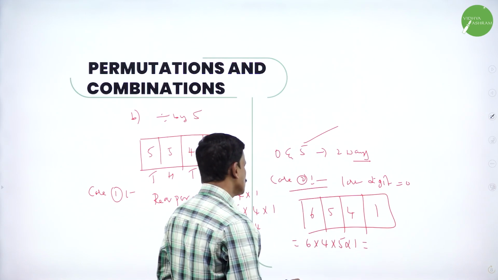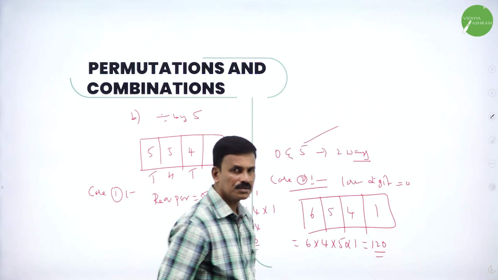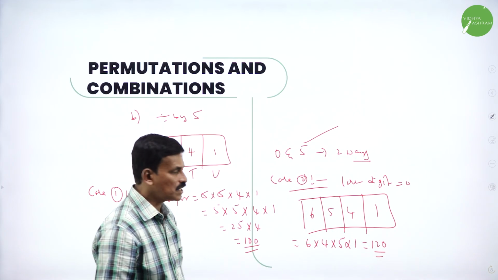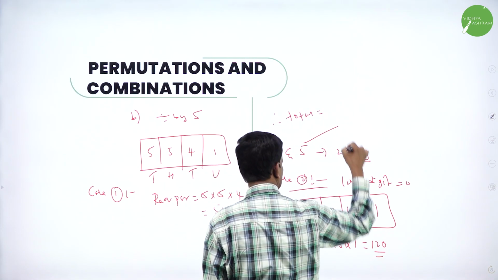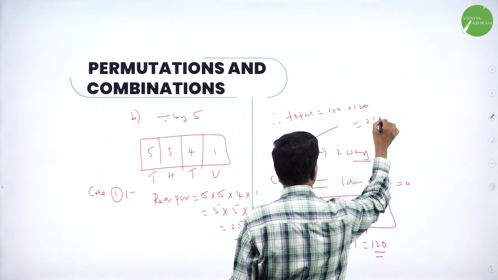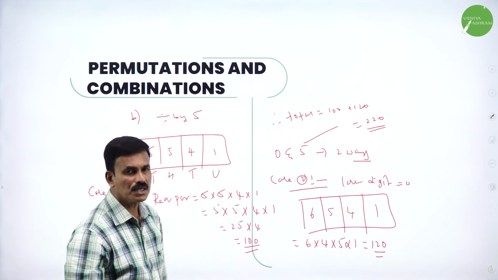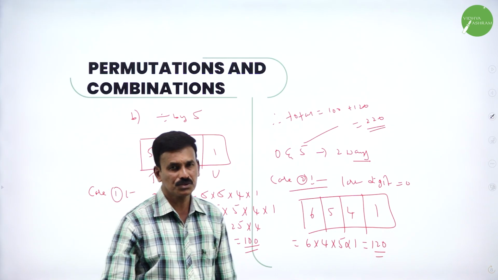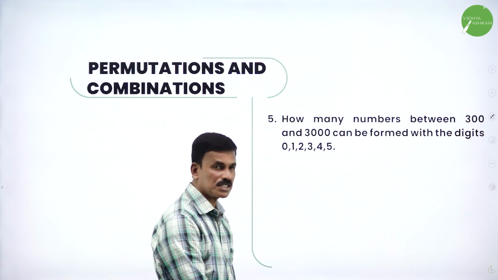That is nothing but, what is this equal to? 120. Right. Therefore, the total number of numbers which are divisible by 5 is 100 plus 120, that's equal to 220. So therefore, the total is 220. That's it. Hope you followed. Now listen to the next problem, same as the previous problem.